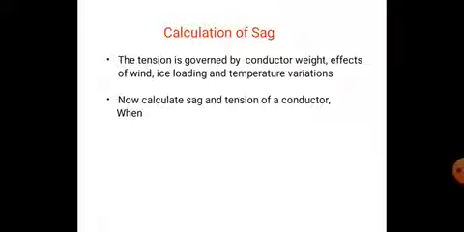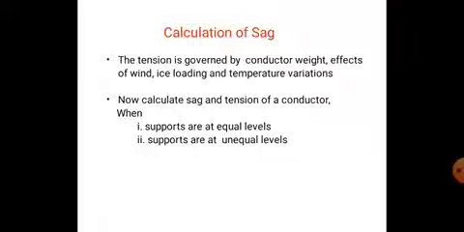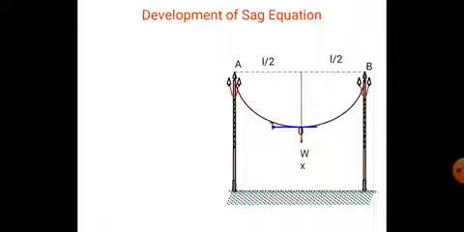Calculation of sag. The tension is governed by the conductor weight, effects of wind, ice coating, and temperature variations. Now we calculate the sag and tension of a conductor when supports are at equal levels and at unequal levels. Here is the development of the sag equation, where the supports are at equal levels.